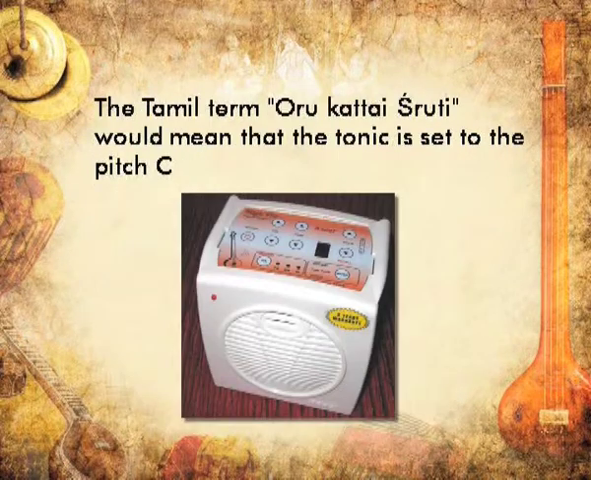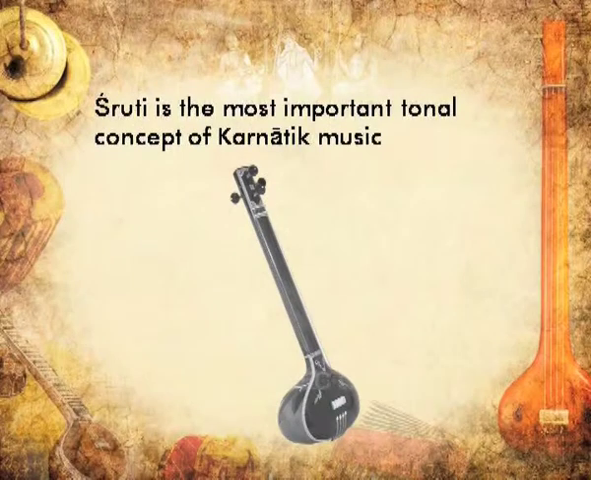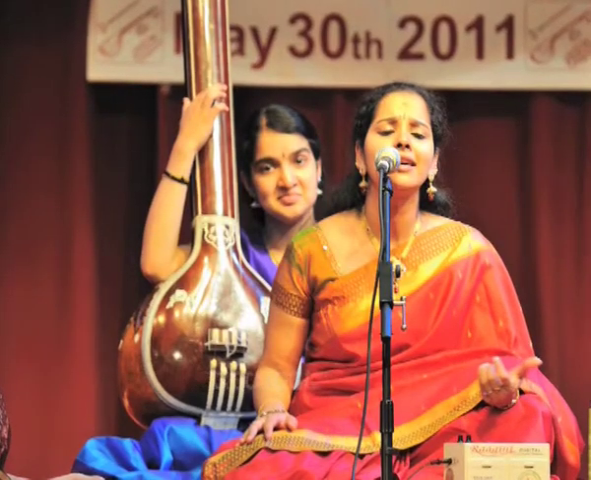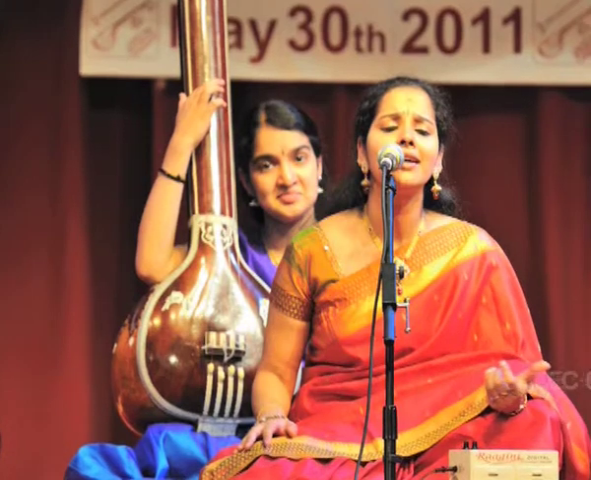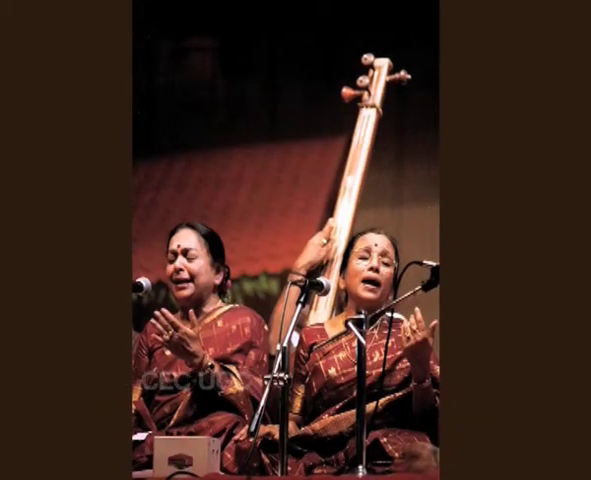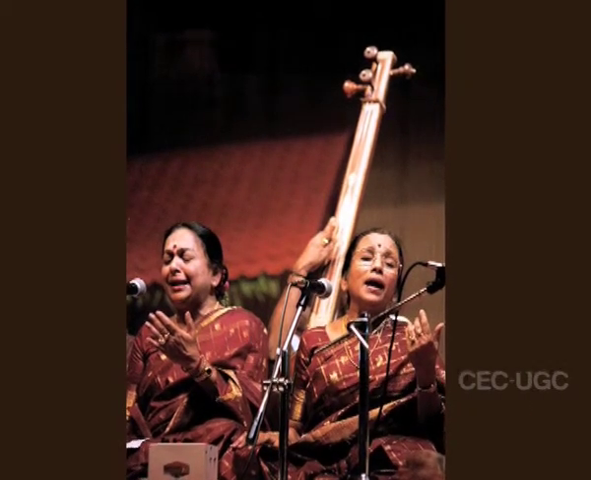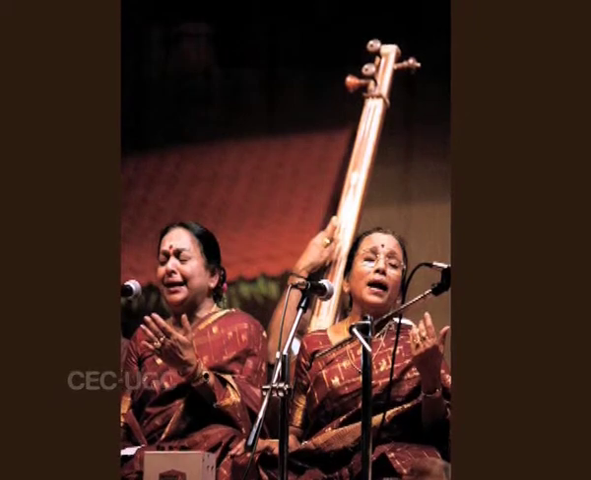The term Shruti in current practice of Carnatic music has several meanings. For instance, the Tamil term Oru Kattai Shruti would mean that the tonic is set to the pitch C or the first key. Due to inflections in certain ragas, the listeners perceive sharpened or flattened versions of the existing note. Shruti is the most important tonal concept of Carnatic music. Singing to Shruti is of paramount importance in a system of music based on ragas. Thus, the use of subtle Shrutis gives Carnatic music its peculiar and distinctive flavor.